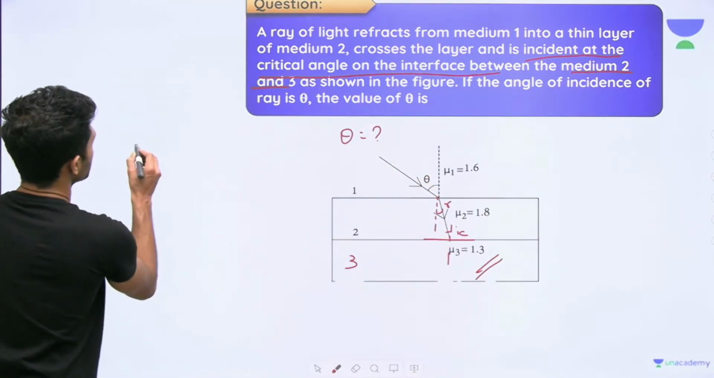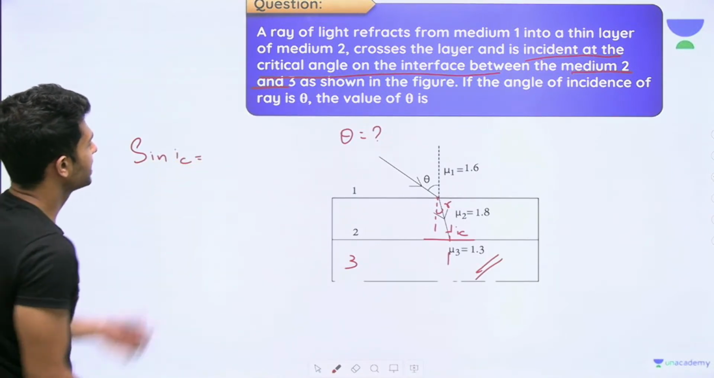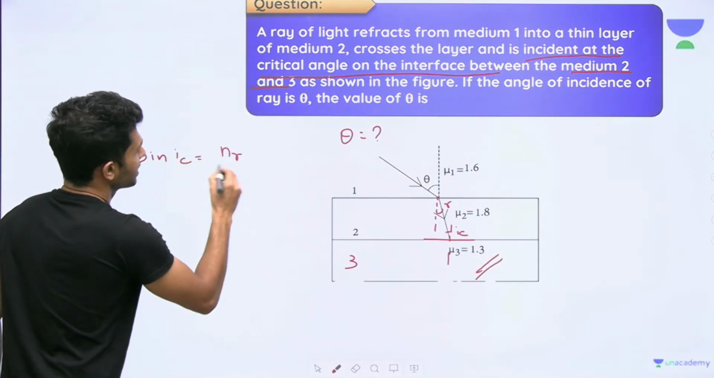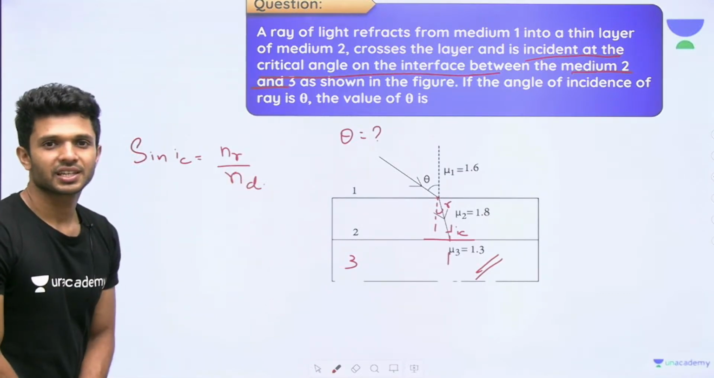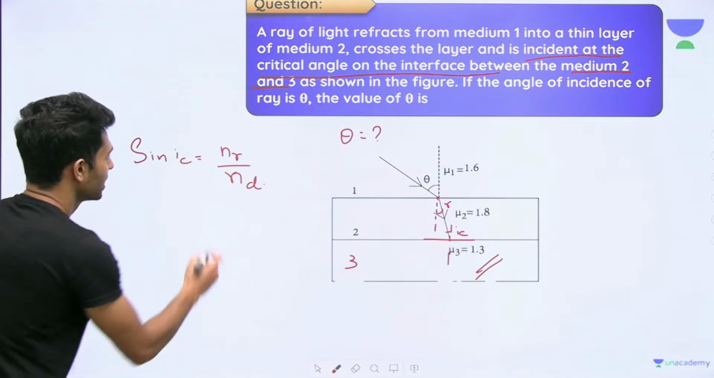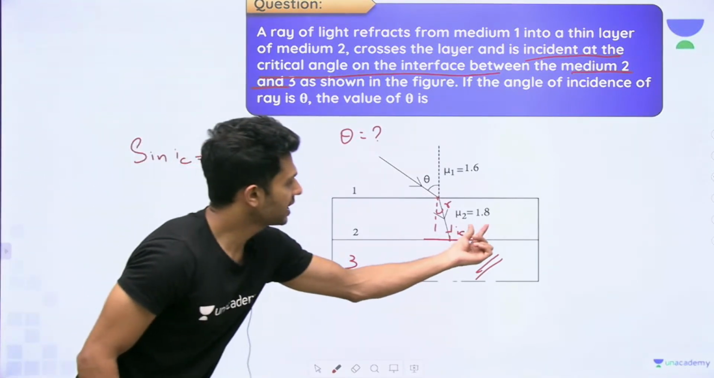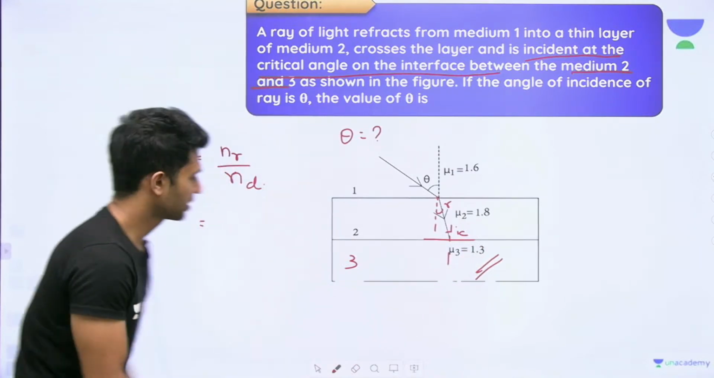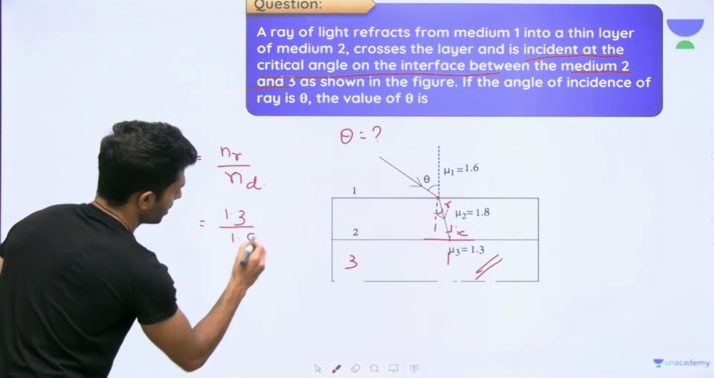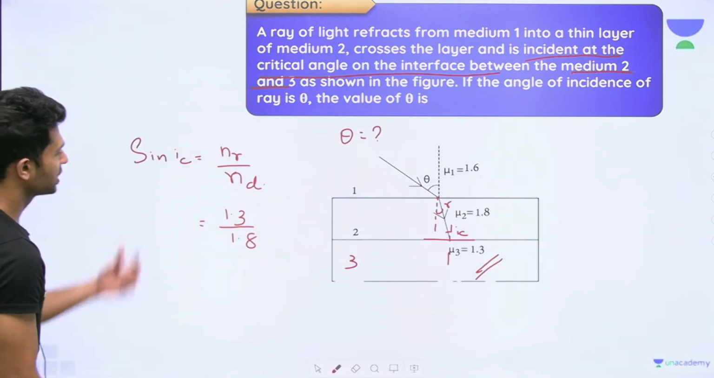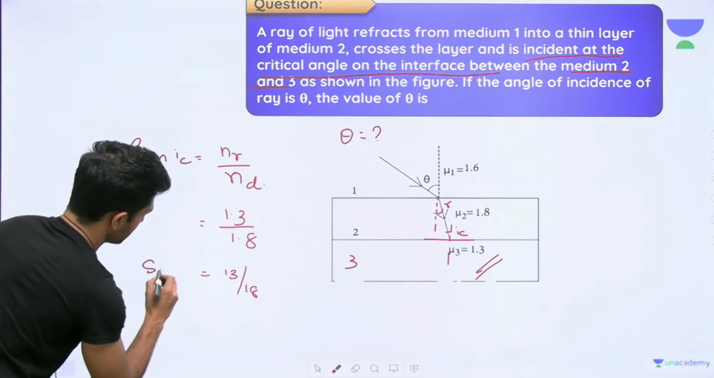Because you already know the formula for the critical angle. Sin IC is equal to refractive index of rarer by refractive index of denser. So what is the refractive index of rarer? What is the rarer medium? 1.3. What is the denser medium? 1.8. So sin IC has a value of 13/18. We will keep it as such.